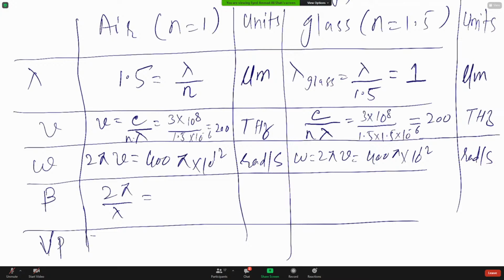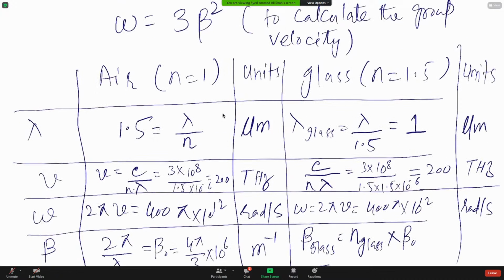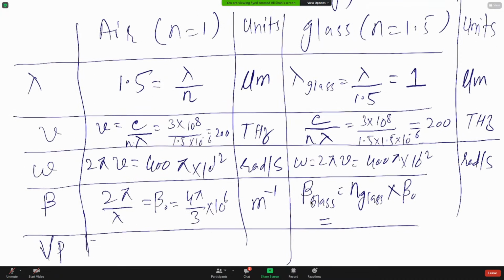Yeah, so I just said that for the phase constant in glass, you have formula refractive index of the glass multiplied by the phase constant in the air. So what would be the answer? Just multiply them and you will get 2 pi into 10 to raise power 6 per meter.